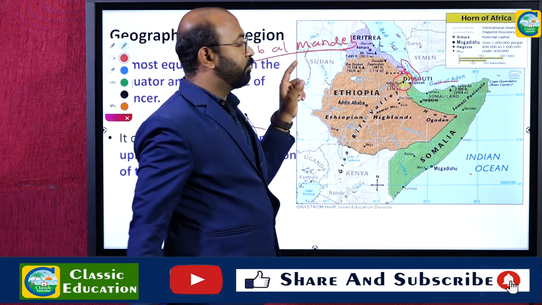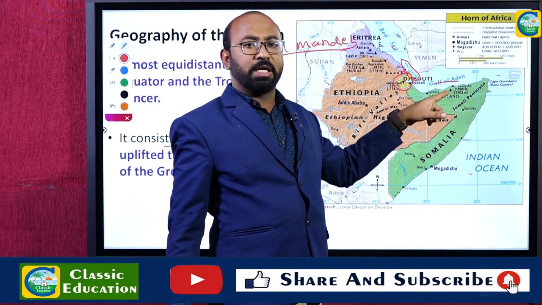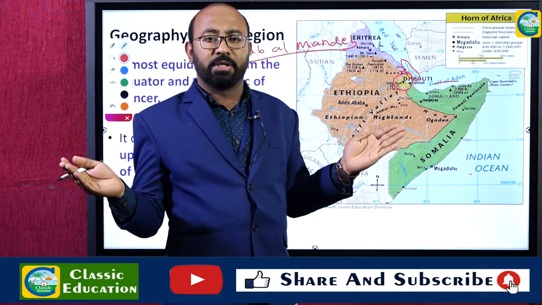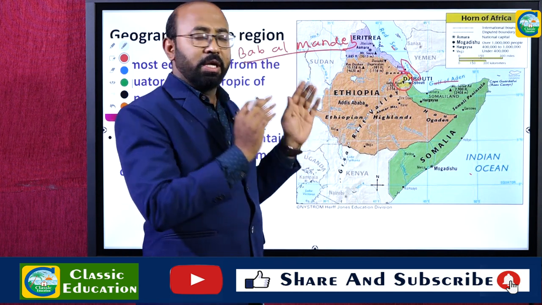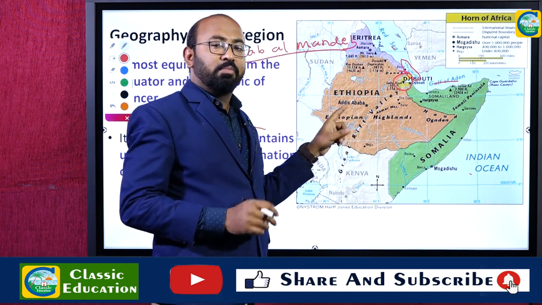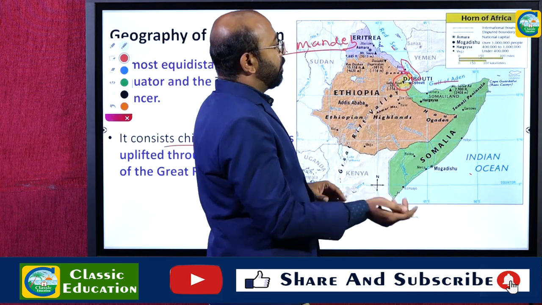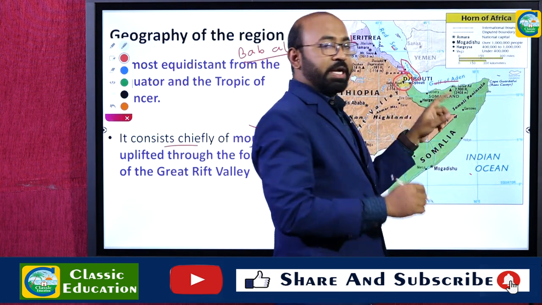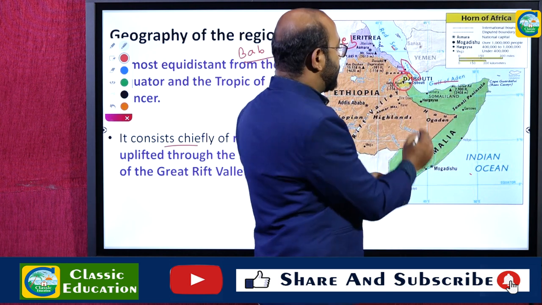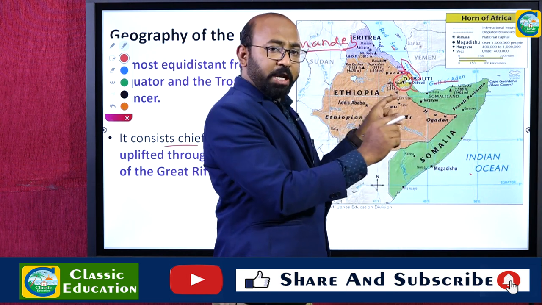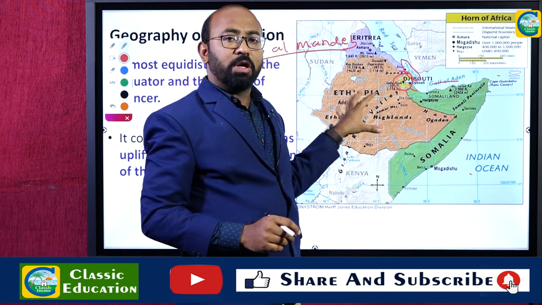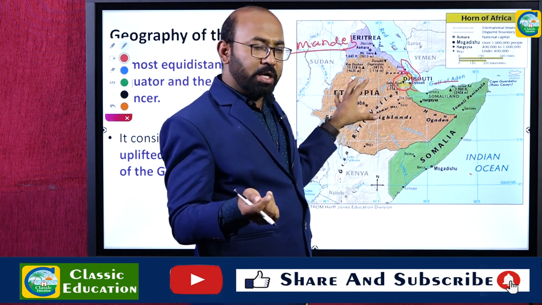Bab al-Mandeb. This is the narrow channel between the Red Sea and the Gulf of Aden. It separates Asia from the African mainland, but it joins the Red Sea and the Gulf of Aden. But east of the Gulf of Aden, at the tip of Somalia, see, this is the peninsula. I said this is one of the largest peninsulas in the world, right?